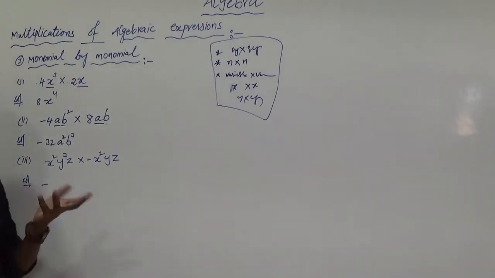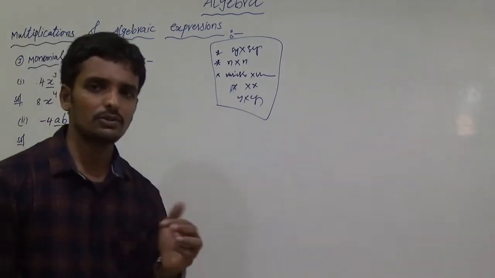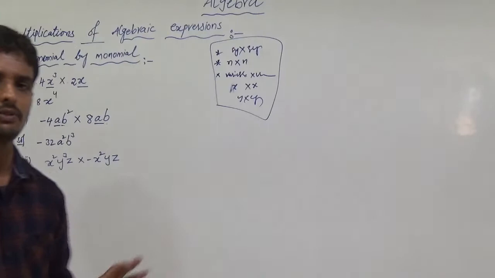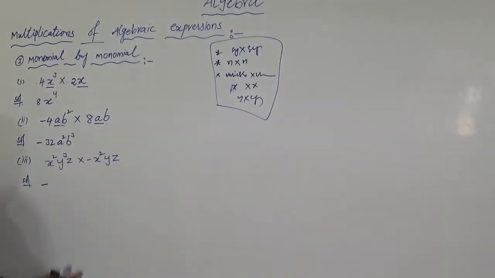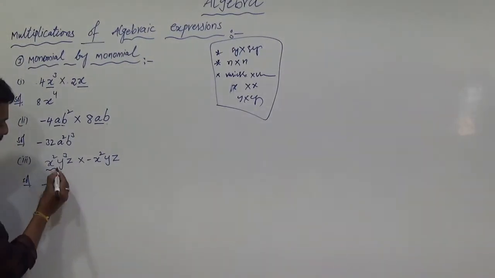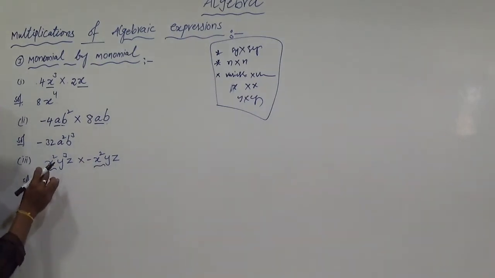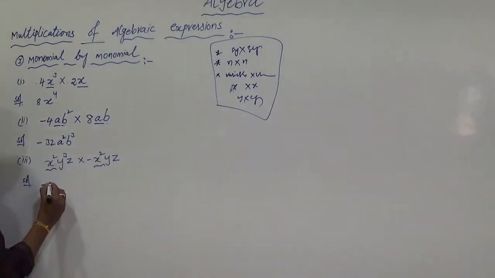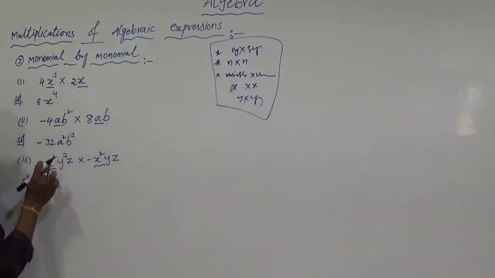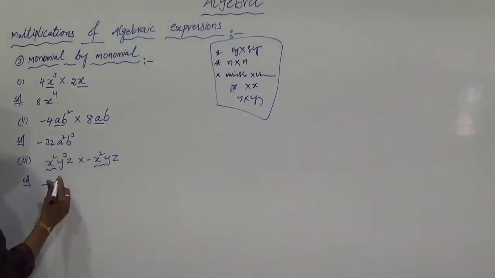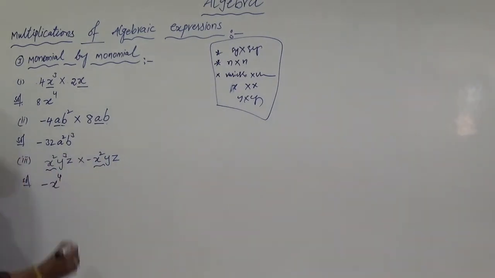There is no number. Actually, we have 1, so 1 into 1 is equal to 1. That's why we are leaving 1; that means there is no number. Now we are multiplying x square into x square. The x is common, the exponents are 2, and 2 plus 2 is equal to 4.